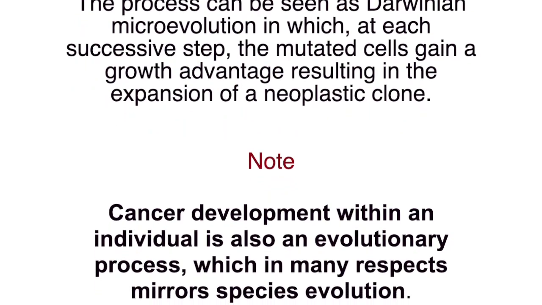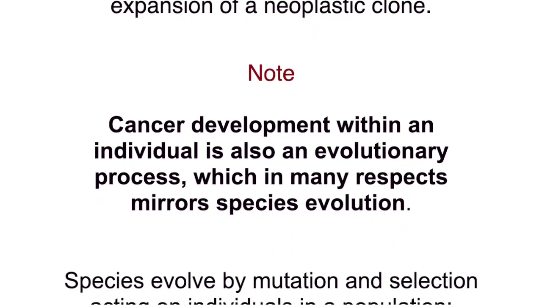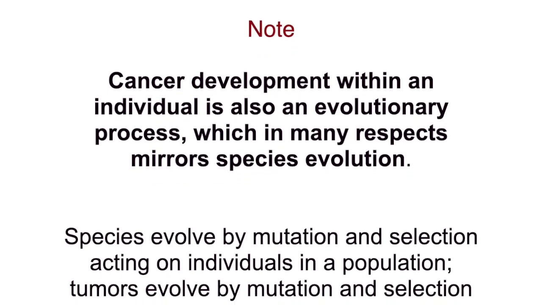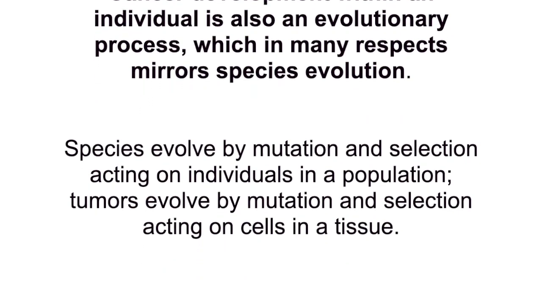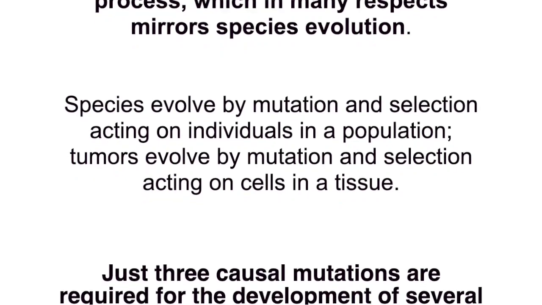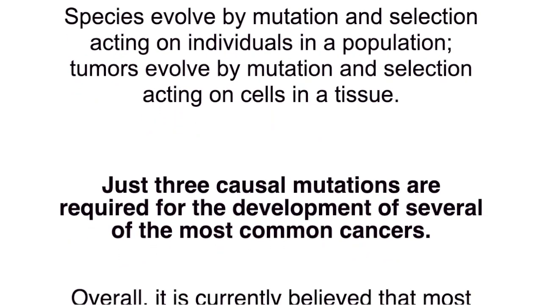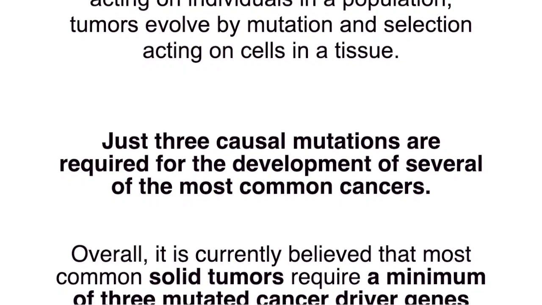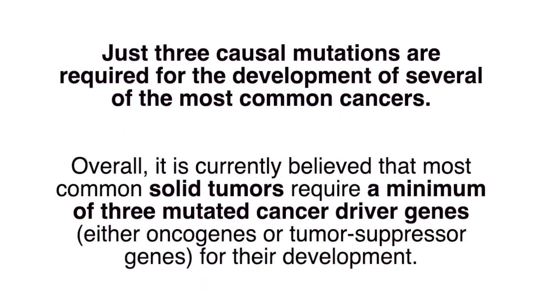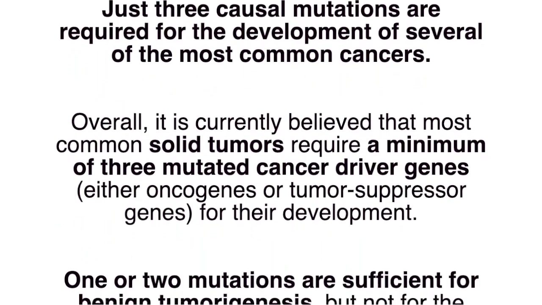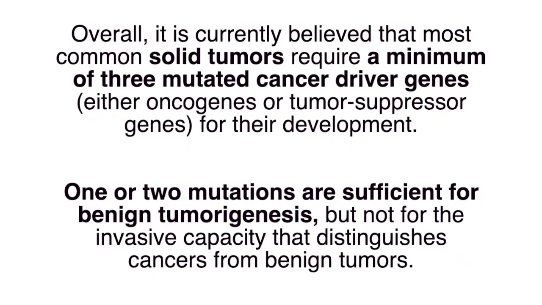Note, cancer development within an individual is also an evolutionary process which, in many respects, mirrors species evolution. Species evolve by mutation and selection acting on individuals in a population. Tumors evolve by mutation and selection acting on cells in a tissue. Just 3 causal mutations are required for the development of several of the most common cancers. Overall, it is currently believed that most common solid tumors require a minimum of 3 mutated cancer driver genes, either oncogenes or tumor suppressor genes, for their development.